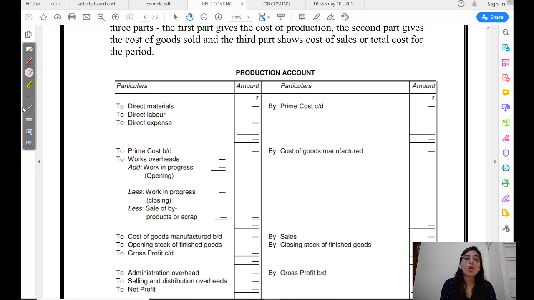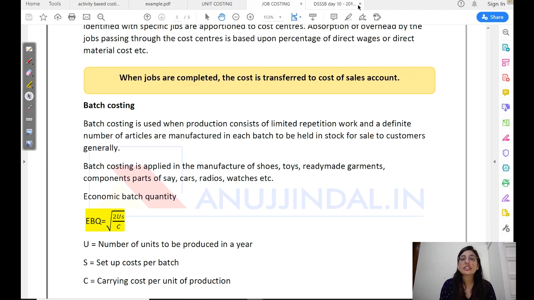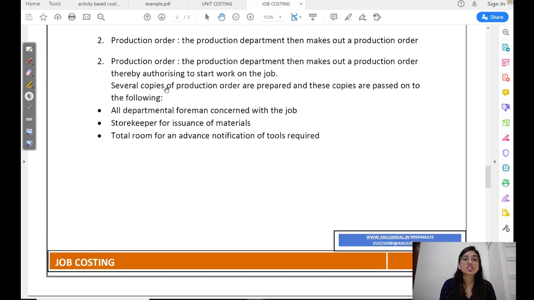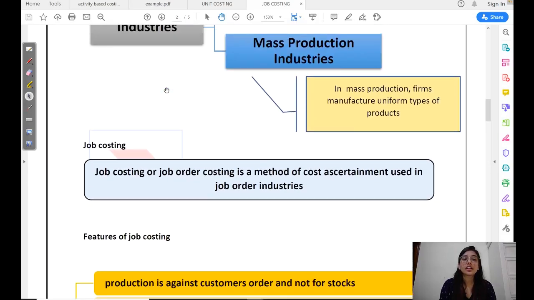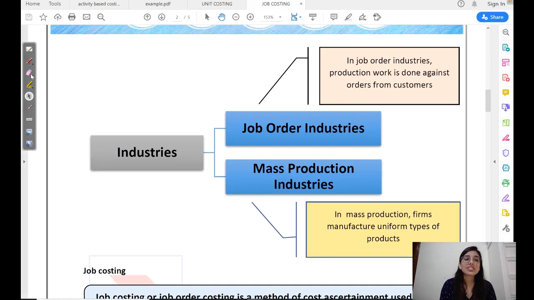So that would be all which is important under cost accounting. Now we will discuss job costing. So let us discuss job costing. First of all, guys, the industry is divided primarily into two types, that is job order industries and mass production industry. So let us take an example in order to understand job order industries first. So let us say that there is a printing press.